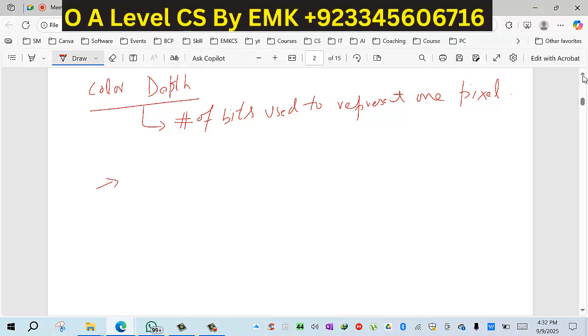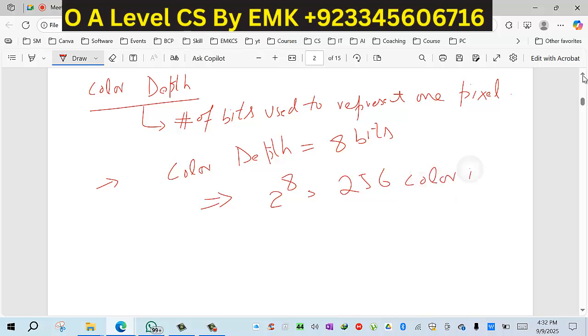Let's suppose the color depth is 8 bits per pixel. Then 2 raised to the power 8 is equal to 256. It means you will have a 256-color image. Understood? It means if we want to increase the number of colors, we need to increase the color depth.